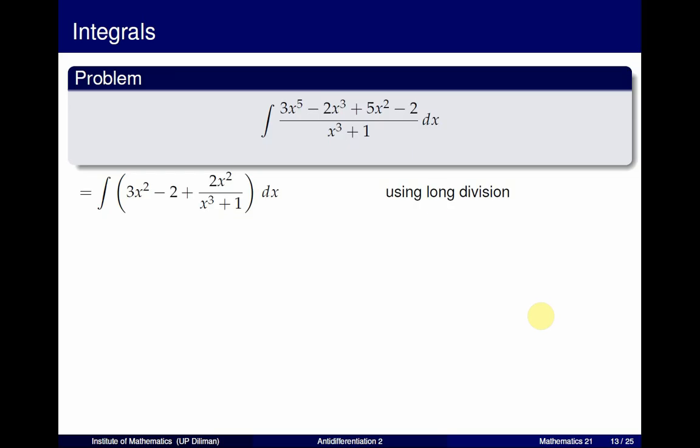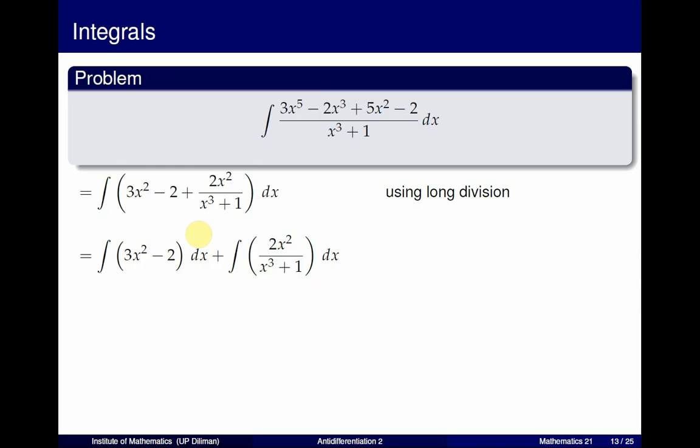Look at the form of the function right now. This 3x squared minus 2 is a polynomial, and then we have a fraction. x cubed plus 1 has derivative 3x squared. So, we can now use u-substitution on the fraction. But what about this annoying polynomial? No problem. I can write the integral like this. I can separate the function, so I will have two integrals. The integral of 3x squared minus 2 dx, which is easily evaluated using the power rule for integration.